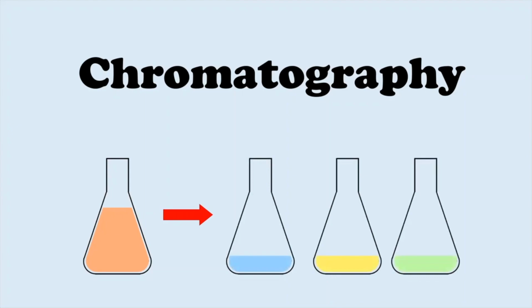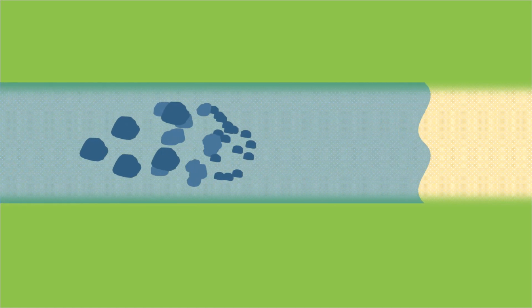We can understand chromatography through an analogy. Imagine this. A mixture of large and small rocks lies in a riverbed. When the water comes, the rocks are pushed by the water. The small rocks move faster while the larger rocks move slower.